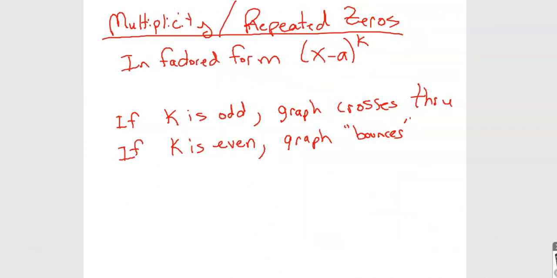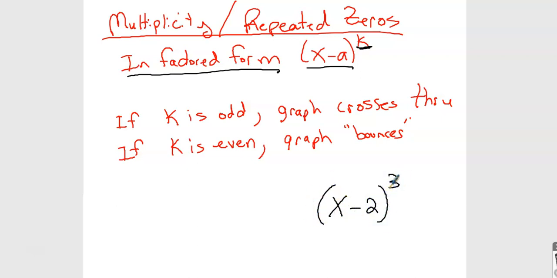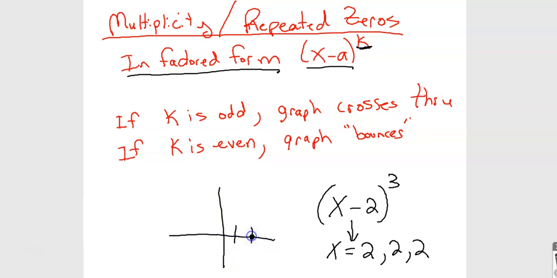Another fact, I mentioned this in the previous graph. If you ever have repeated zeros, once you have it in factored form, x minus a to a certain power, it's repeated zeros. So it's possible for me to have x minus 2 to the 3rd power. When I set this equal to 0, it's x equals 2, but it happens 3 times. So literally x minus 2, x minus 2, x minus 2. When you look at the graph, you're only going to see one of them.